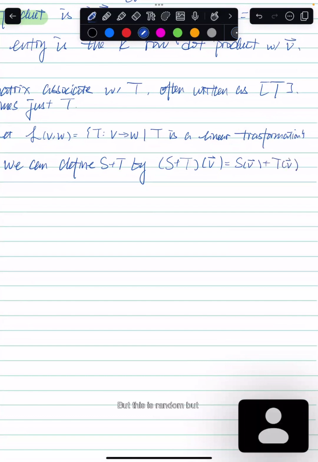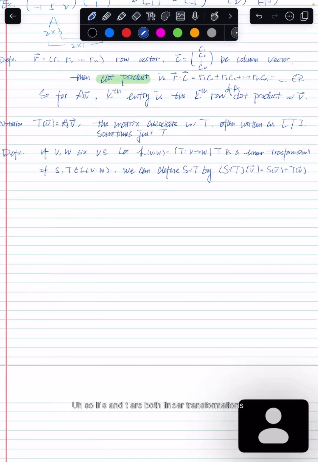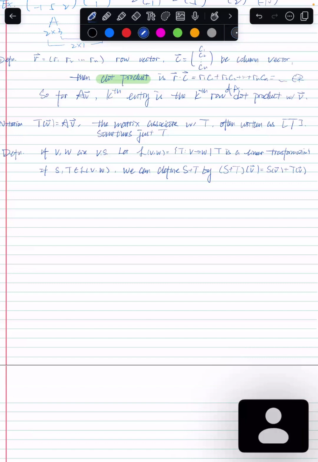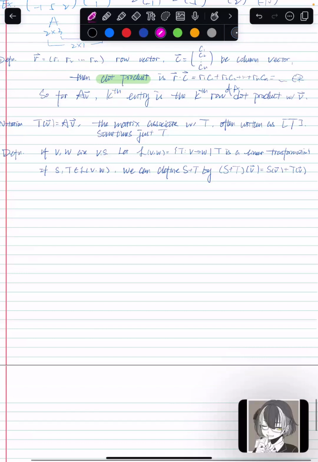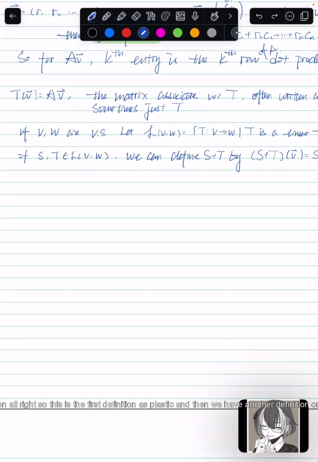Wait, if S and T are both linear transformations, isn't S plus T contained in L? Because S plus T should also be linear. Exactly. Good. So L is all the linear transformations, and S and T are in L means S and T are both linear transformations. All right, so this is the first definition, S plus T.